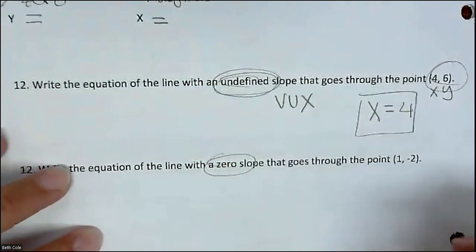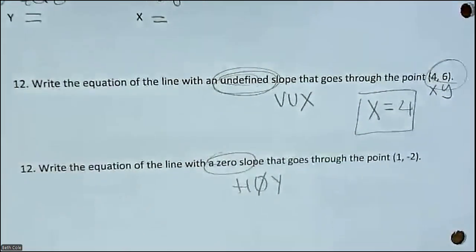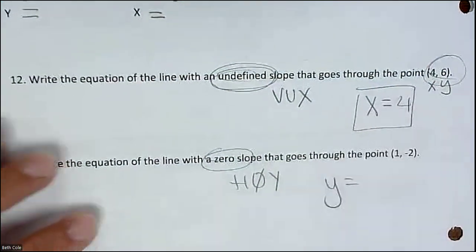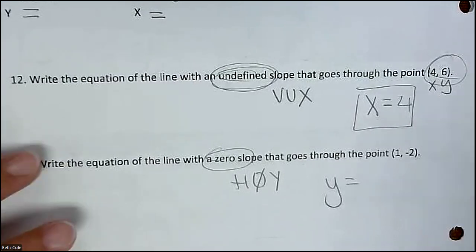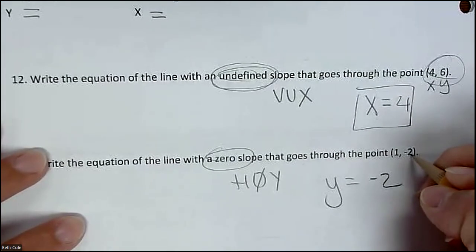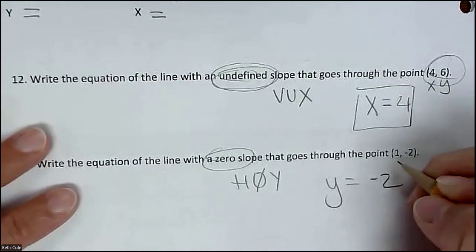This says 0 slope. That's H-O-Y. So it's going to be y equals something. Why is it the -2? That's the y number. It goes x, y.